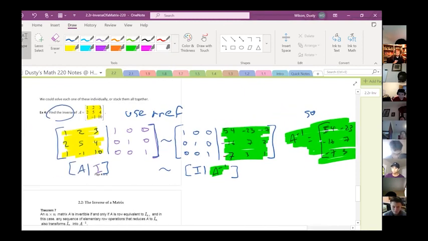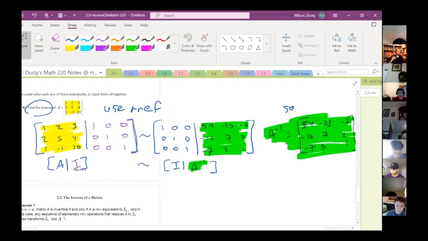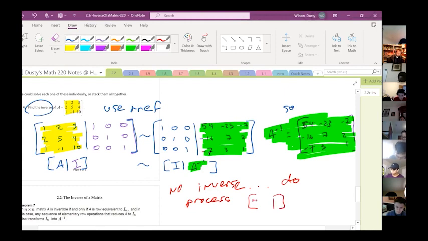And this method is going to work whether you have a 2x2 matrix, a 3x3 matrix, or an n-by-n matrix. It only fails when there's no inverse. If you do this process and you end up with not I here, then that means there was no inverse, meaning the original matrix was singular.